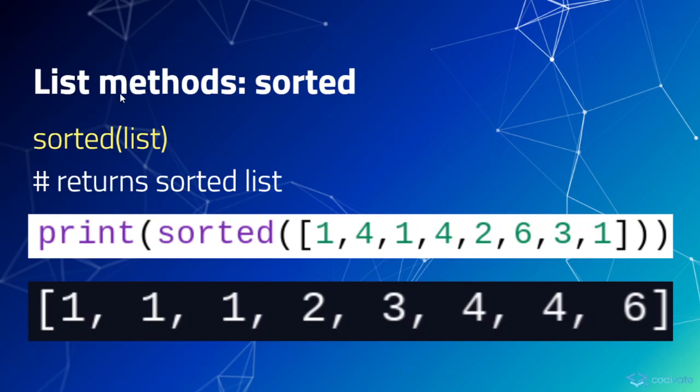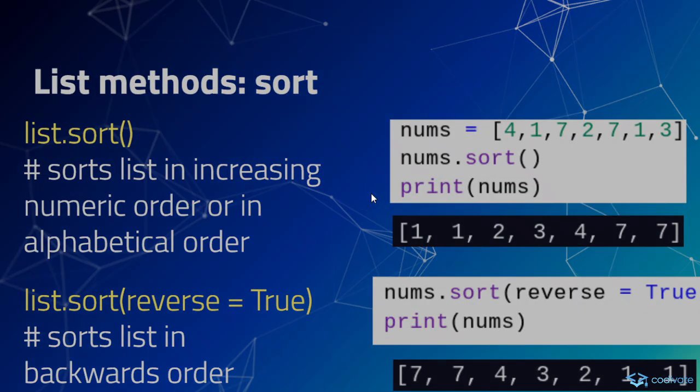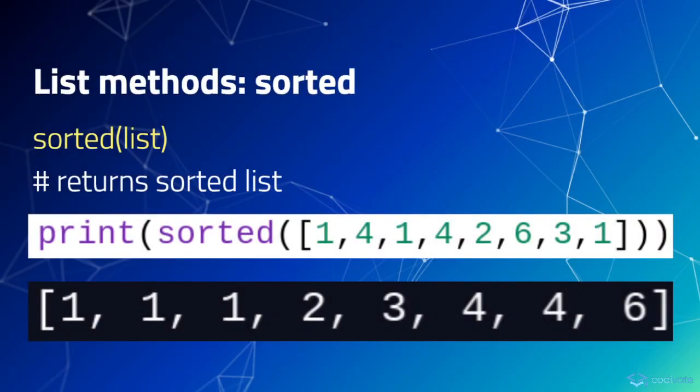If we call sorted on a certain list, our output would be the list in increasing order or in alphabetical order. Here we're printing the sorted method called on a list, and you can see it rearranges the values in increasing order. But we have to remember there's a key difference between the sorted method and the list.sort method that we just looked at. Sorted will give us a new list, but list.sort will change the list it's applied to.